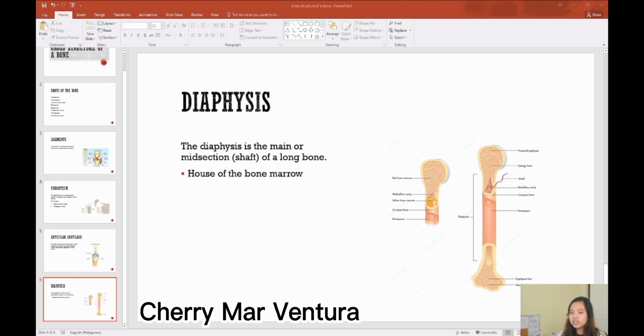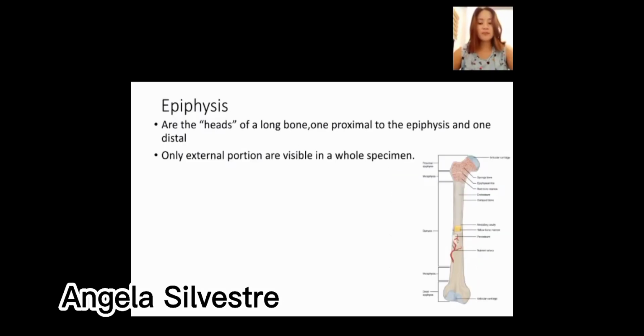It contains the medulla of the bone, which is the house of the bone marrow. The epiphysis is at each end of the bone, 1 proximal to the diaphysis and 1 distal. Epiphyses are the rounded portions at the end of the bone separated from the metaphysis by the physis. A thin layer of articular cartilage covers the ends of the epiphysis where the bone articulates with another bone.